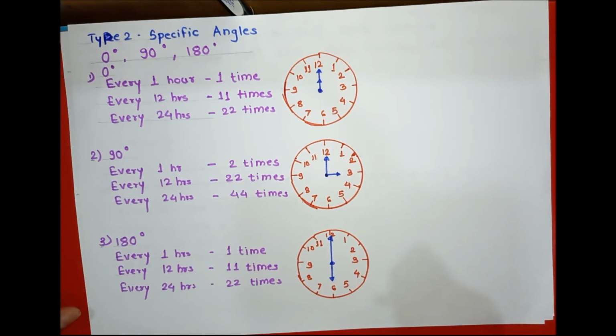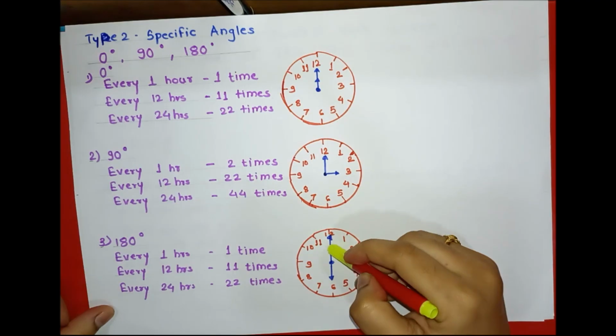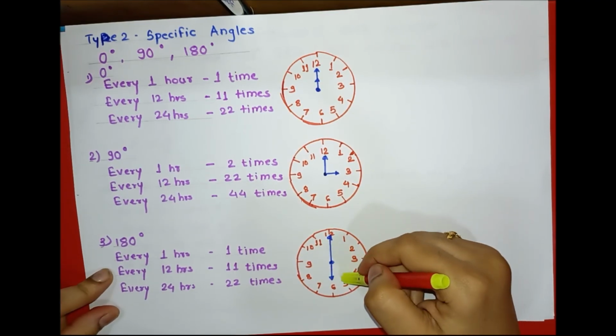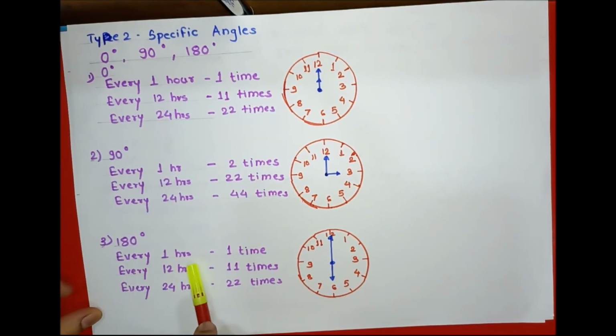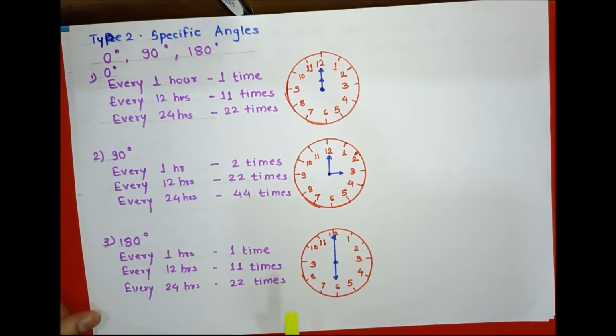Next we have 180 degrees, which means both the hands are forming a straight line. They are opposite to each other. So in every 1 hour, a 180 degree angle is formed one time, every 12 hours it is 11 times, and every 24 hours it is 22 times. So if you are attending any placement exams or certain banking exams, there can be questions like how many times in 12 hours 90 degree angles are formed. Many times such questions appear in the exams.